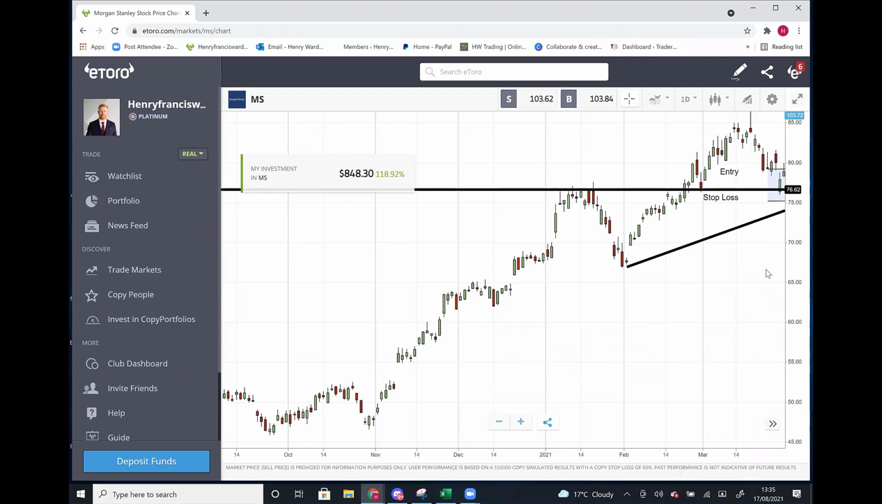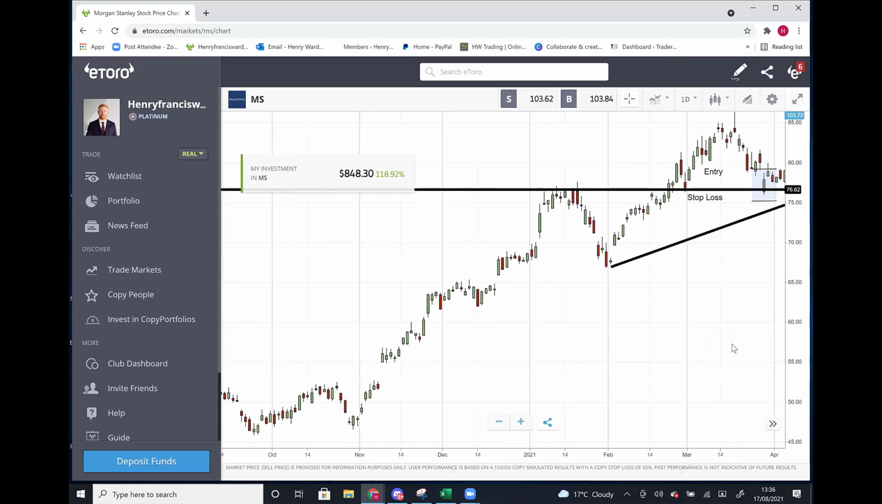Now, obviously, I'm talking about a CFD trade on this one, but you could have bought this as the underlying asset, and you could have still put a stop loss and an entry there as the underlying asset. So some people trade underlying assets the very same way as I trade CFDs here. And then look what happens.